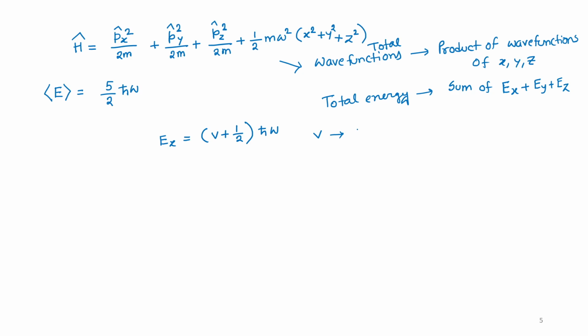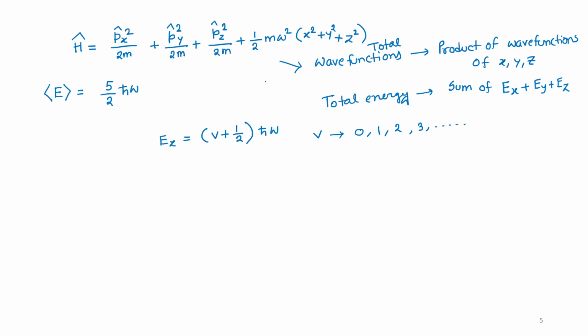1, 1, and 2. No. Actually, for a particle in a box, the quantum number starts from 1, but the quantum number for a harmonic oscillator will start from 0 itself: 0, 1, 2. So what I'm trying to say is that, suppose it is in one dimension, then this is the energy expression, right?